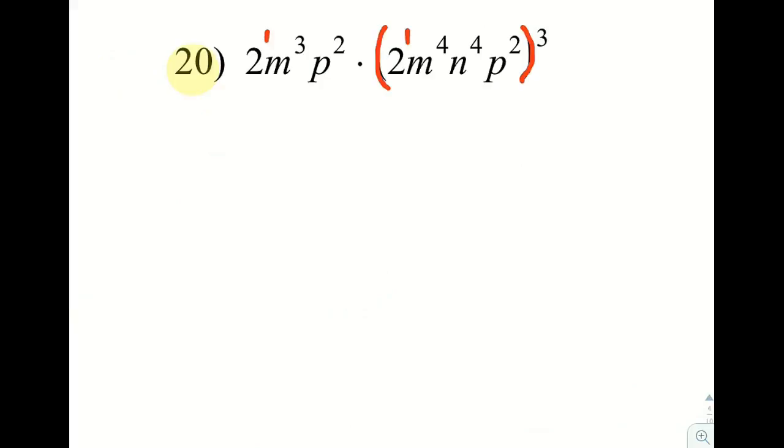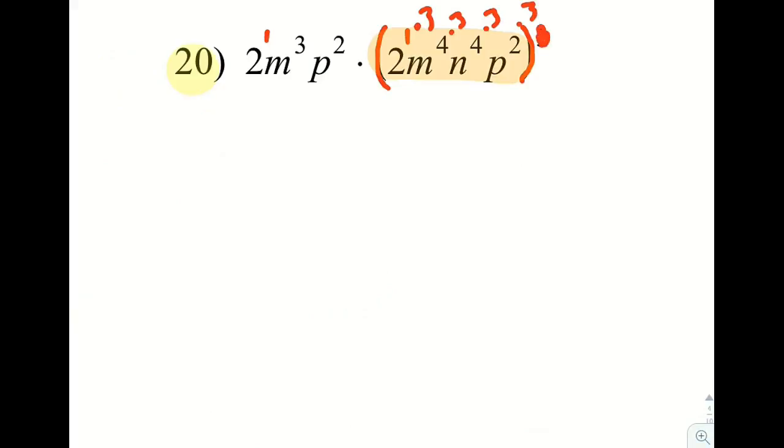So I have 2 to the 1, m to the 4th, n to the 4th, p to the 2nd, all to the 3rd power. You'll notice that I focused on this entire group to an exponent first, because when we're dealing with order of operations, powers come first, and we want to make sure that we deal with that little 3 out there right away. So again, we could write that whole thing out 3 times, or we could just use our shortcut of saying power of a power means we multiply each of the exponents by that power outside, which is 3 in this case.